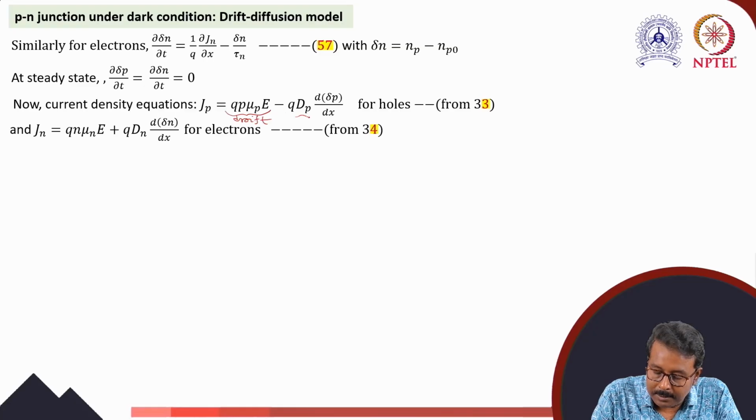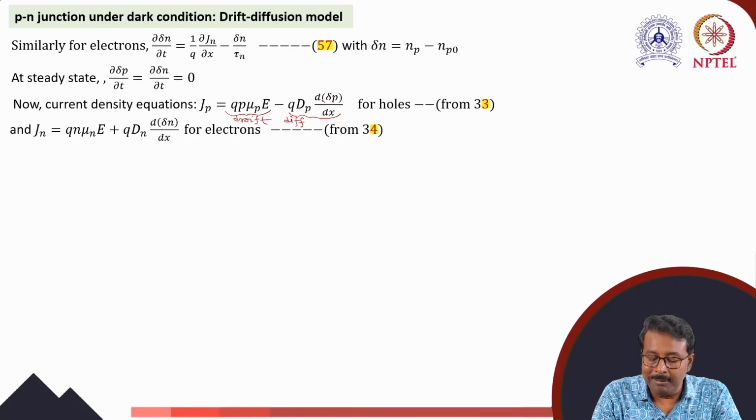This is the drift part, and this is the diffusion part. And for electrons, the same expression: sigma E plus a diffusion component. But be careful, the sign of the diffusion component here is minus and here it is plus. Why? The holes, due to drift, flow in the direction of electric field, and diffusion of holes takes place from higher concentration to lower concentration. That means d/dx of delta p is itself negative.